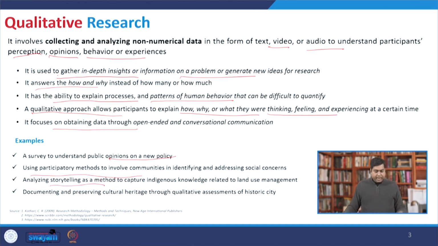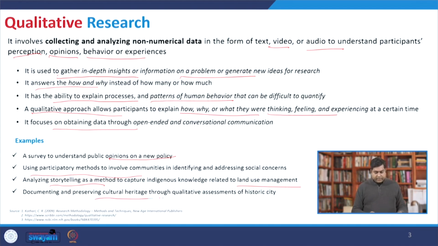The other example: analyzing storytelling as a method to capture indigenous knowledge related to land use management. In this case, even if it is not an opinion survey, you go through the entire history, or review such manuscripts, and try to understand how people in an indigenous way try to manage the land. So this is another type of qualitative assessment where you cannot quantify, but you can see the changes. It can be temporal changes, it can be spatial changes that you can measure.